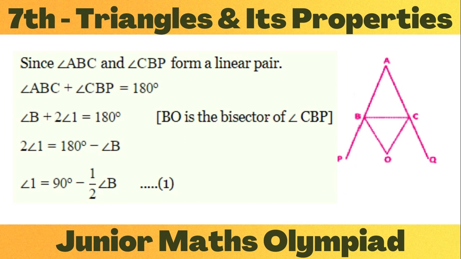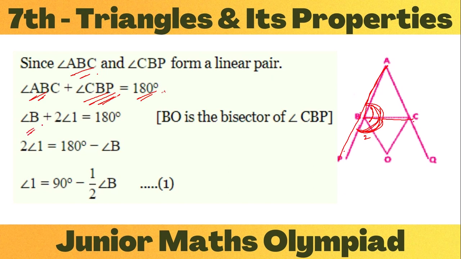Here, children, this angle ABC, angle 1, and this total angle CBP, angle 2. This 1 and this 2, these two are lying on the same straight line, so they form a linear pair. So angle 1 and angle 2 equal to 180 degrees. That is one thing.